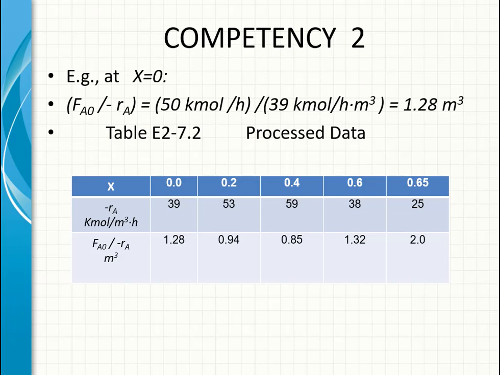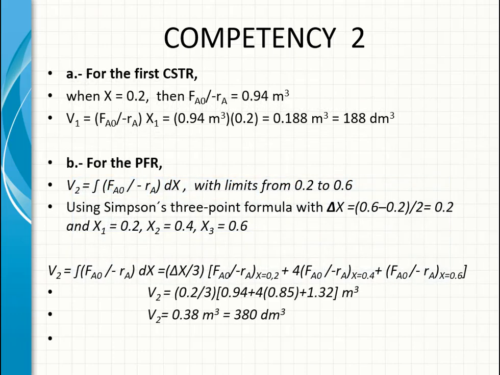So here for the first CSTR, when X equals 0.2, then FA0 divided by minus RA is equal to 0.94 cubic meters. From here, V1 is equal to FA0 divided by minus RA times X1. So it's going to be 0.94 cubic meters times 0.2. This is equal to 188 liters.